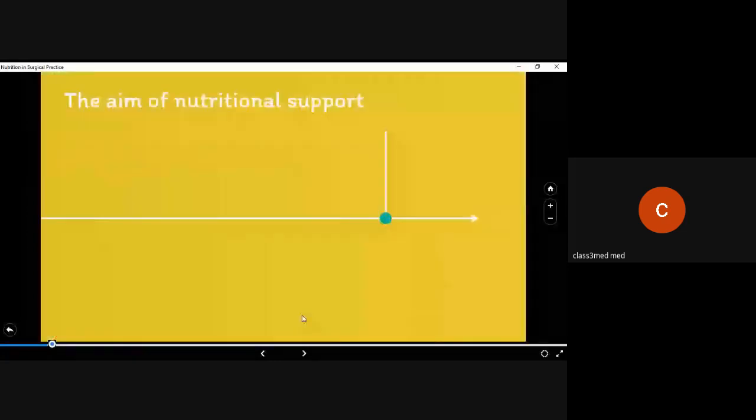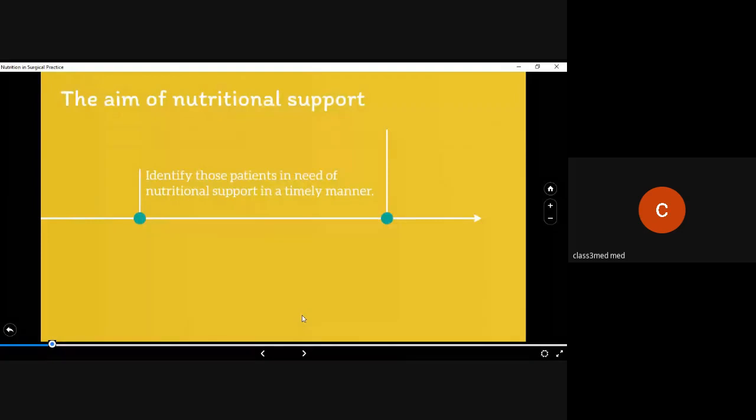Now, what's the aim of nutritional support? Once we diagnose a patient with malnutrition, we have to provide him with nutritional support. And what are the aims of nutritional support? The aim of nutritional assessment is to identify those patients in need of nutritional support in a timely manner.